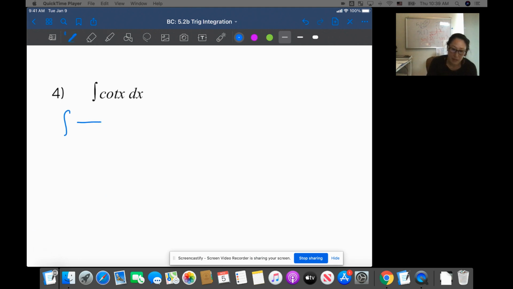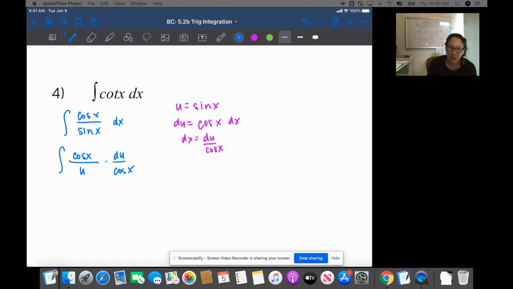Same, but instead of sine over cosine, we have cosine of x over sine of x dx. Okay, making our u substitution. We're going to make our u equal to sine of x. So du is equal to cosine of x dx, and dx is equal to du over cosine of x. Okay, substitutions here. I have cosine of x over u times du over the cosine of x. And my cosine x's cancel, leaving me with the integral of 1 over u du.